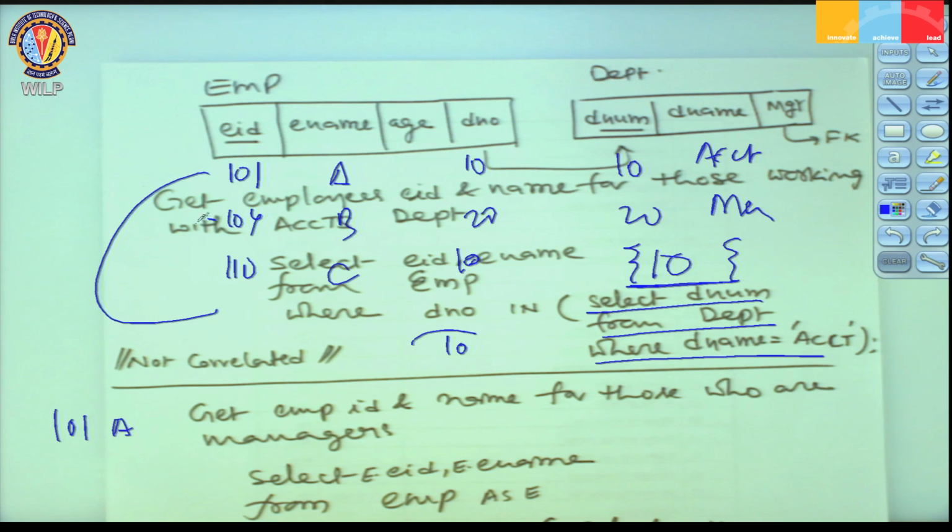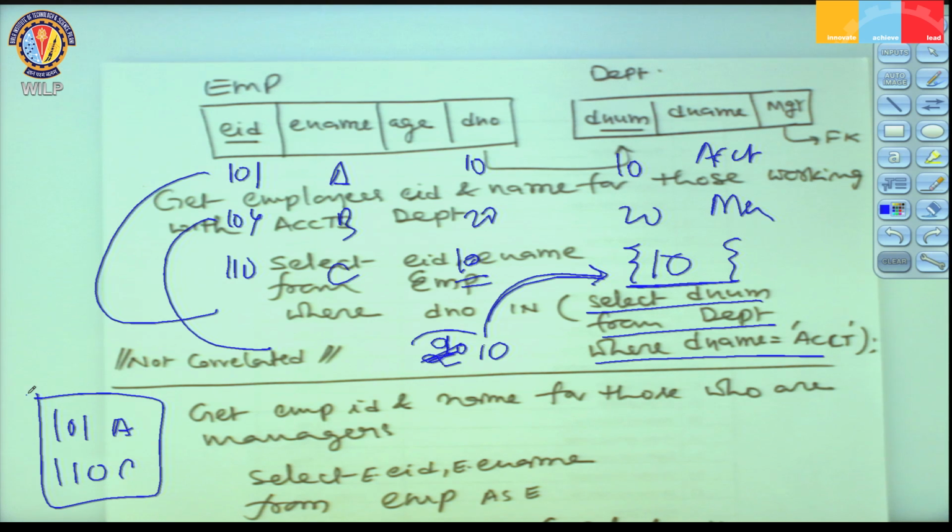Next, in the second iteration, it will take the second tuple and this time the department number is equal to 20. It will check whether it is in this set or not. No, it is not there, so it is false. It will not appear in the result. And 110, whose name is C and the department number is equal to 10. Yes, this is there in this set, so it will appear in the result. So 110 C. Now this is going to be the result for the given query.